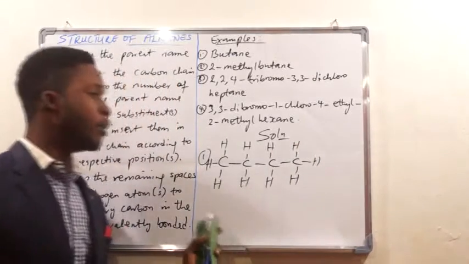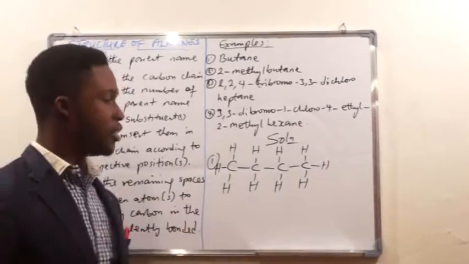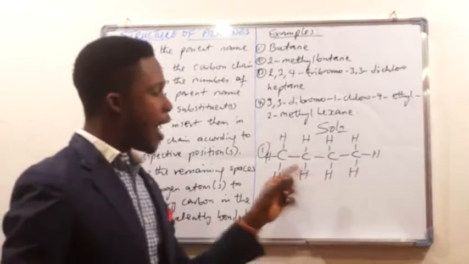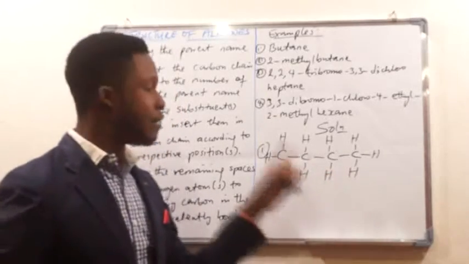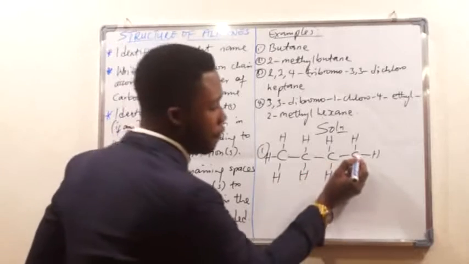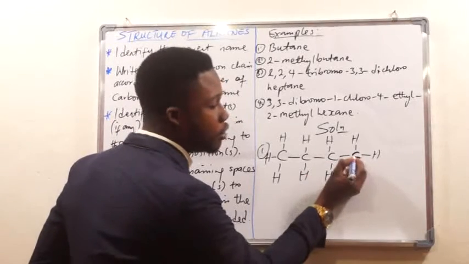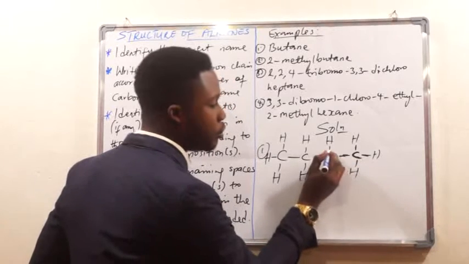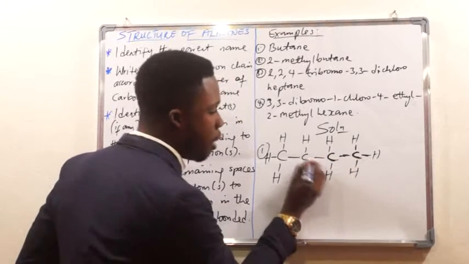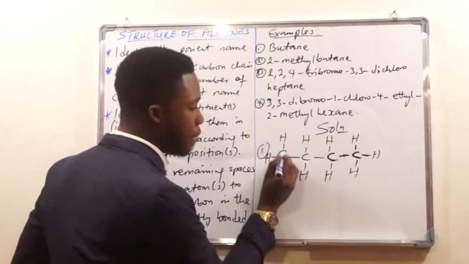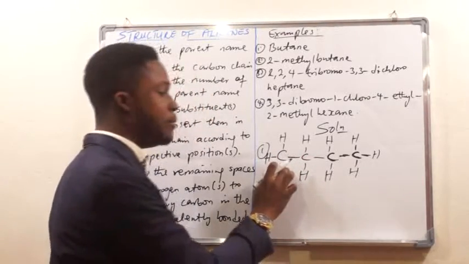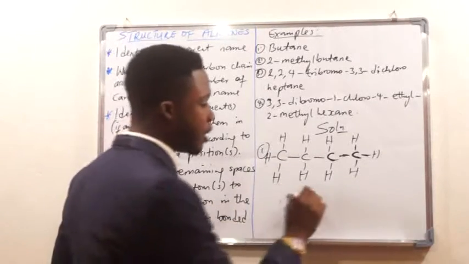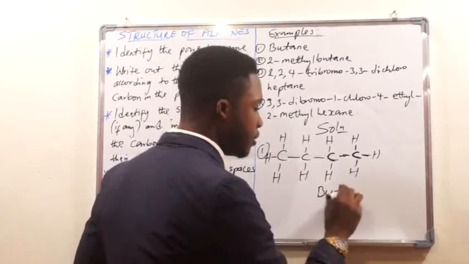Now each of the carbon have hydrogens on it, and each of these carbon are tetravalently bonded. What I mean by tetravalently bonded, if you look at every one of these carbon, carbon 1 has 4 bonds attached to it. 1, 2, 3, 4. For this carbon, 1, 2, 3, 4. For this, 1, 2, 3, 4. For this last carbon, 1, 2, 3, 4. This simply means tetravalently bonded carbons. So this is our butane.